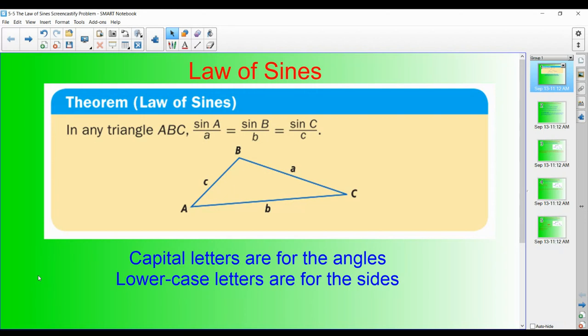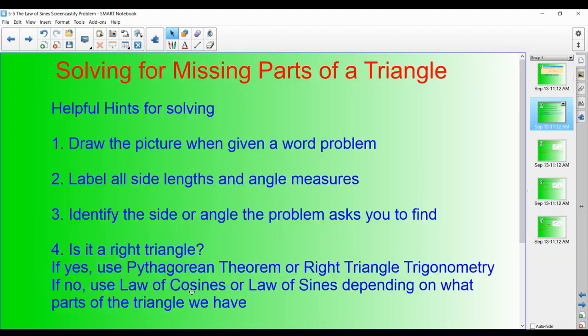Now, what the law of sines states is that there are three ratios in every triangle that are equivalent. The sine of an angle divided by the opposite side is equivalent to the same ratio for any other angle, for example, sine of B divided by the side length b, and the same for the sine of C divided by the side length c. Once again, capital letters are for the angles, lowercase letters are for the sides in all the examples I'm doing.